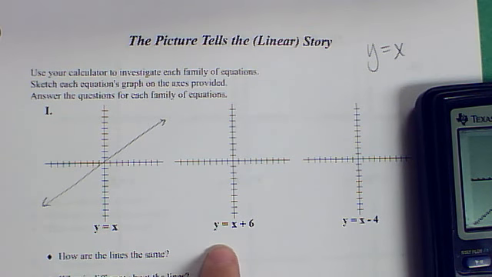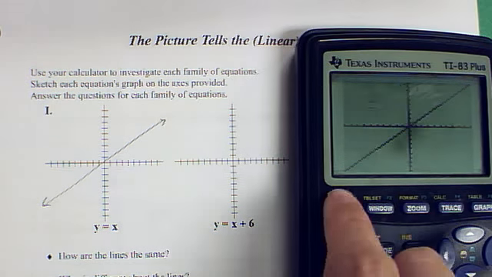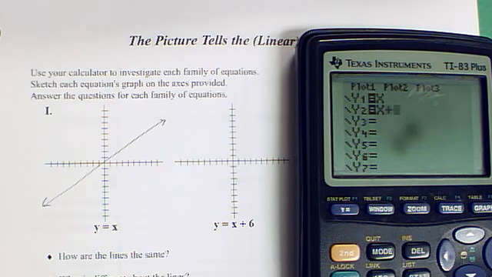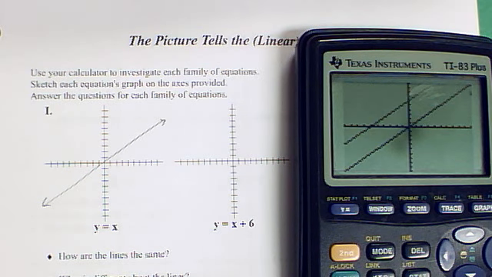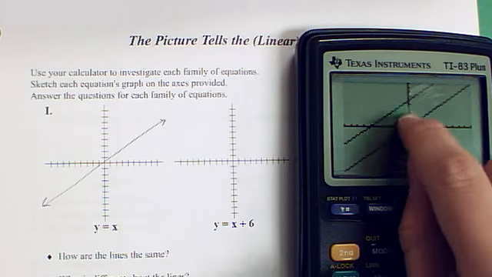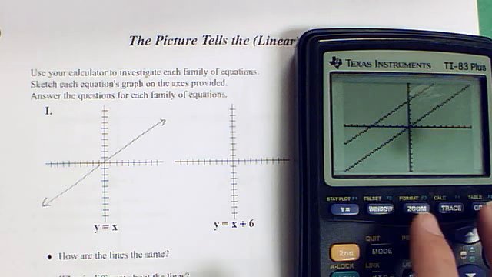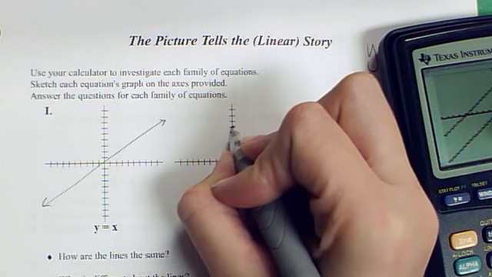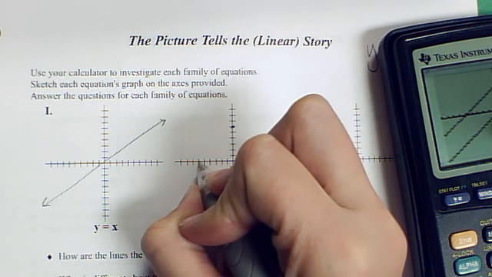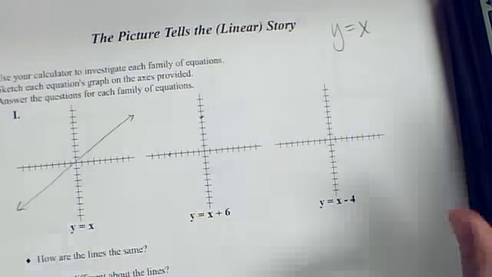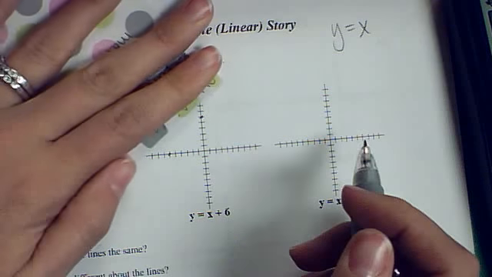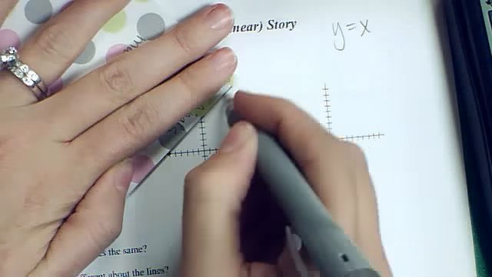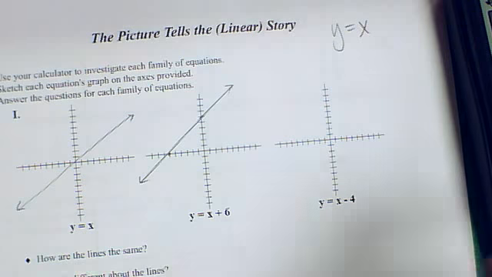Now, if we want to know what y equals x plus 6 looks like, we can go back to y equals and type in x plus 6 and graph. And you can see that this graph has shifted up, or it appears to have gone up. If we counted it, we would see that it's gone up 6. And I'm going to try to get a good sketch. Let me grab a straight edge here. Okay, and that's my new graph.